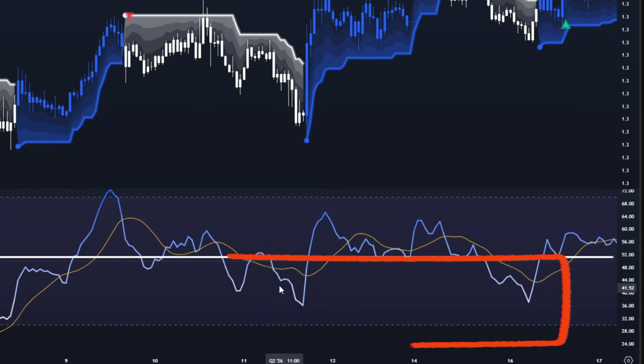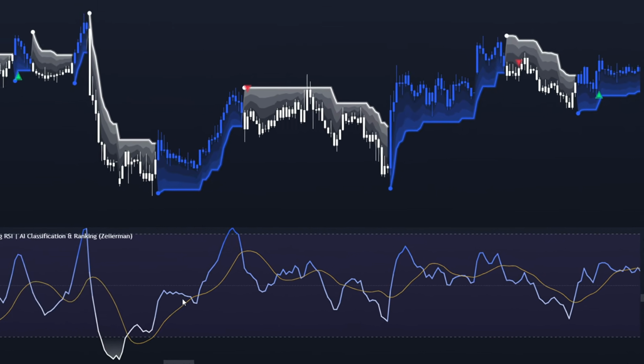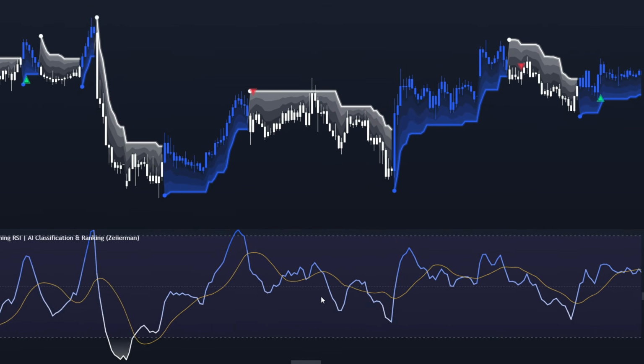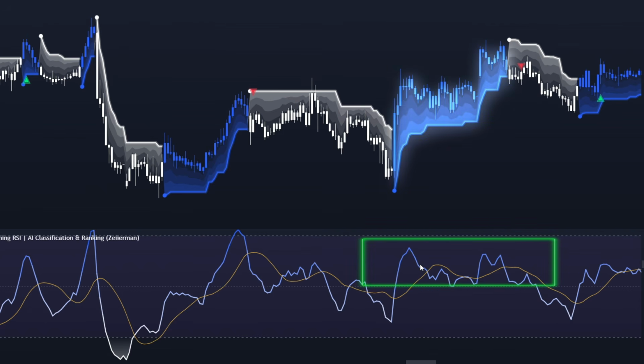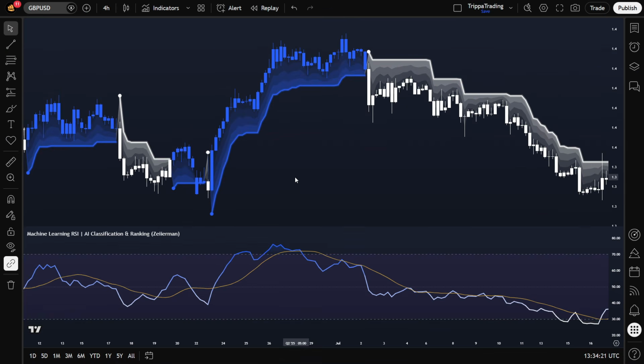When the line is below the center line, it tells us momentum is bearish, so price is probably declining in a downtrend. When the line is above the center line, it tells us momentum is bullish, so price is probably advancing in an uptrend. Now let me teach you a small trick about reading RSI for trend, because this matters a lot.